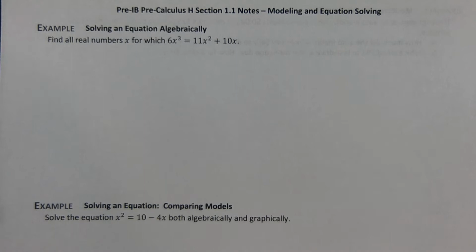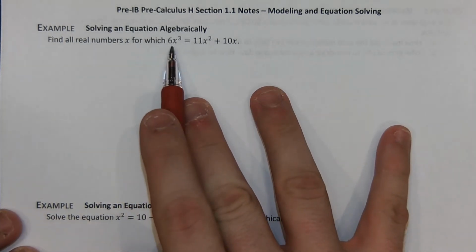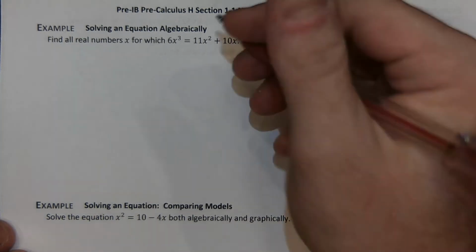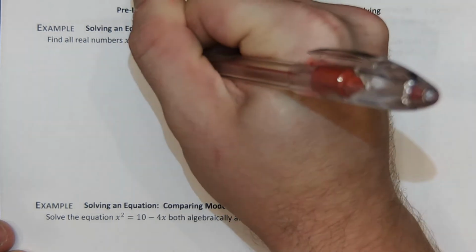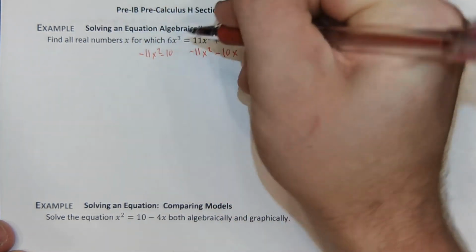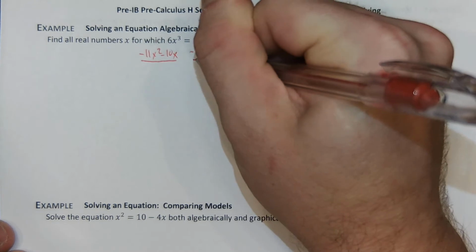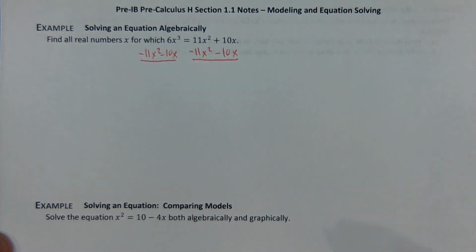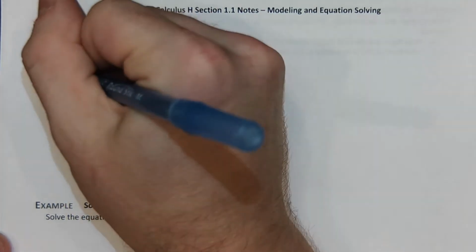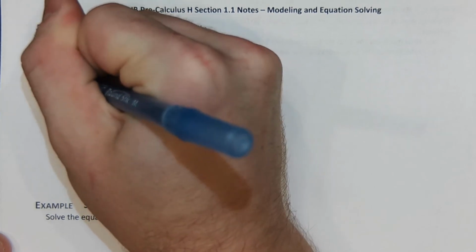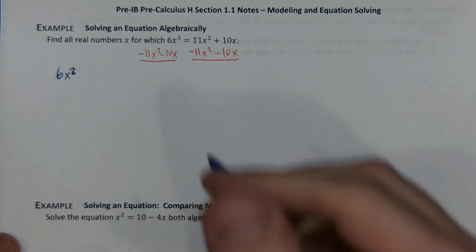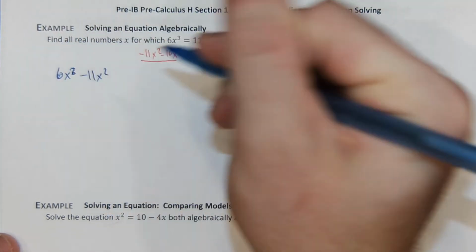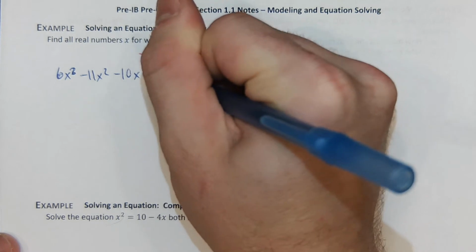In order to make factoring work, what we need to do is bring everything over to one side. I like my leading coefficient to be positive. That way I don't have to divide by any negatives. So I will subtract 11x squared and 10x from both sides. So now I have 6x to the third, not squared, third, that's a 3, minus 11x squared, minus 10x equaling 0.